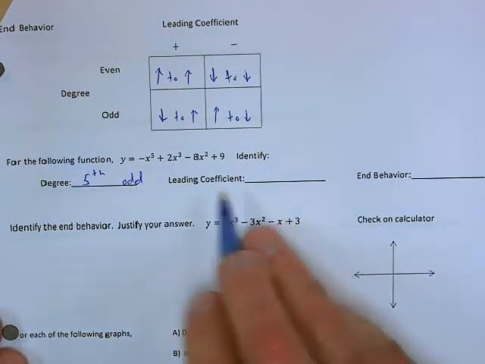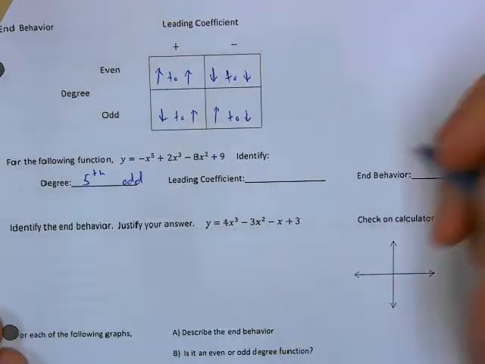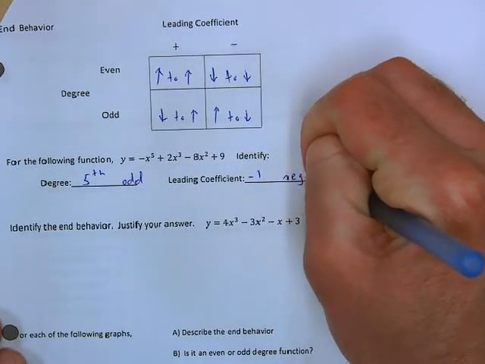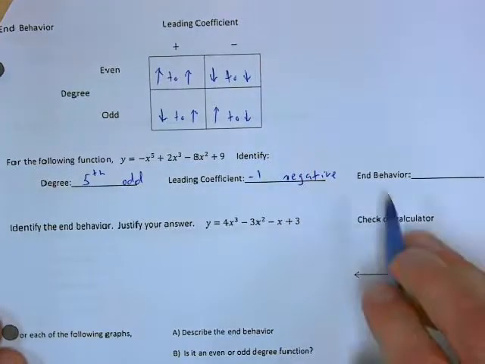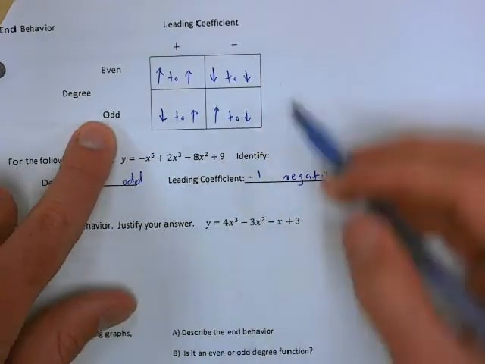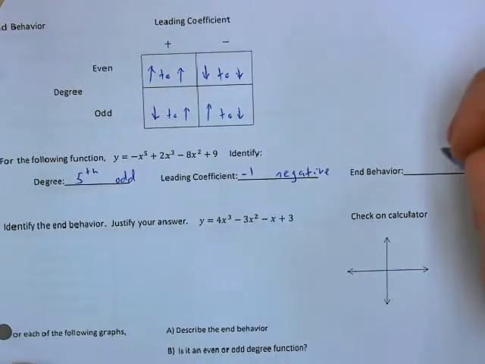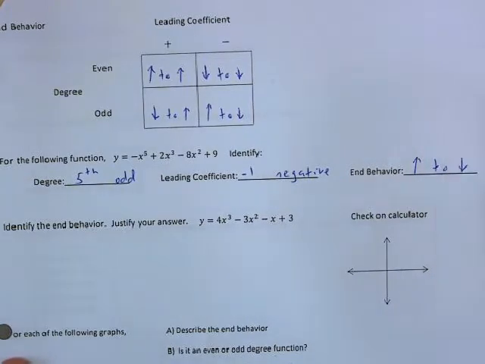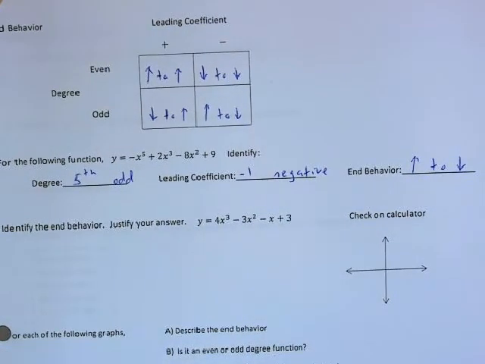What's my leading coefficient? Well, negative 1, which means it's negative. And then what's my end behavior going to be? So let's see, it's odd and negative. Odd and negative is going to be high to low. Okay? And that's what they want there.